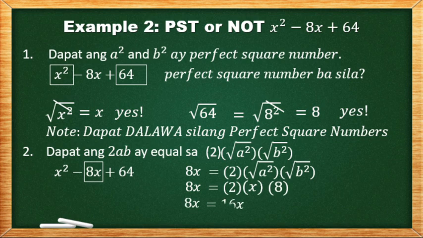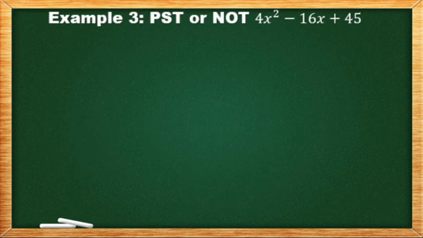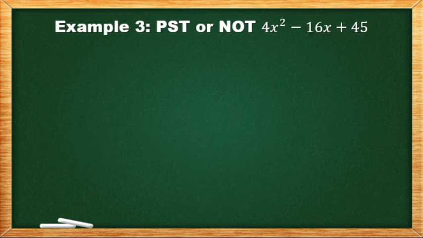8x is equal to 16x? No. So, therefore, hindi siya PST. Not PST. So, ibig sabihin, hindi natin makakuha yung factors ng x squared minus 8x plus 64 using PST. May ibang method na pwede natin gamitin. Example number 3, PST or not.